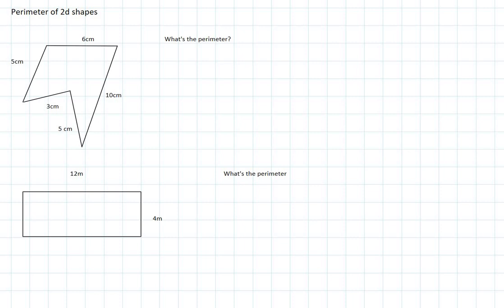Well, we're just going to add up all the lengths, okay? So starting at the top, and we'll go around clockwise. So we're going to have 6, add on 10, add on 5, 3, and then 5 more. Okay, so just add them all up. So 6 add 10, 16. Adding on 5 more, that's 21. Adding on 3 is 24. And add on 5 is 29 centimetres. Make sure in any measure question, you've always got your units in there.